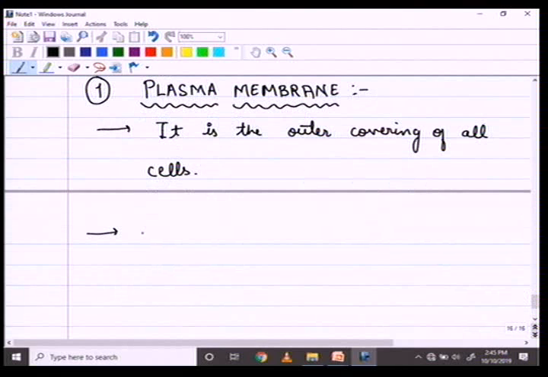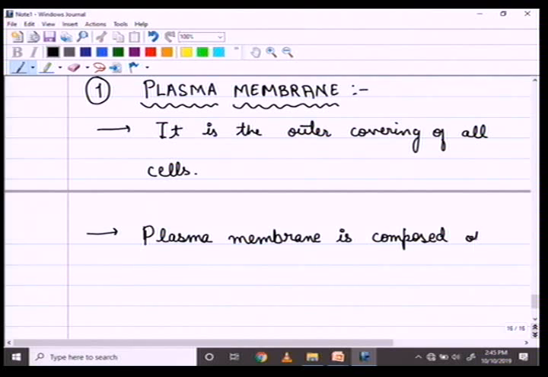Plasma membrane is composed of a bilayer of phospholipids and proteins, or lipids and proteins.